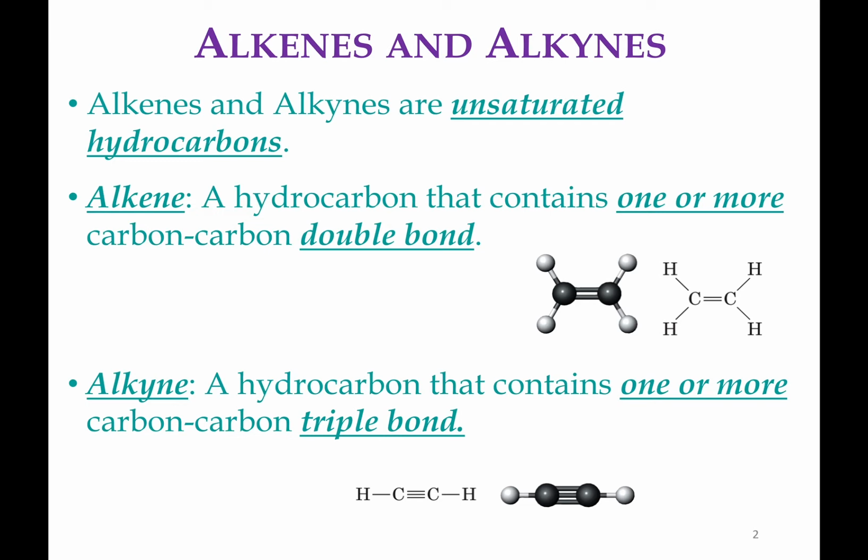Now you're going to notice that aromatic compounds, even though they contain unsaturation, double bonds and such, look like alkenes, but they are not going to be considered in this chapter. They're not really the same because they have different structures and different properties. So alkenes and alkynes are unsaturated hydrocarbons, meaning that they have some form of unsaturation.